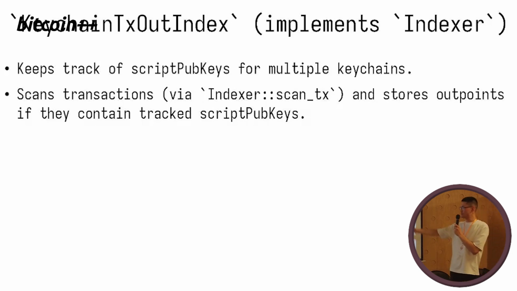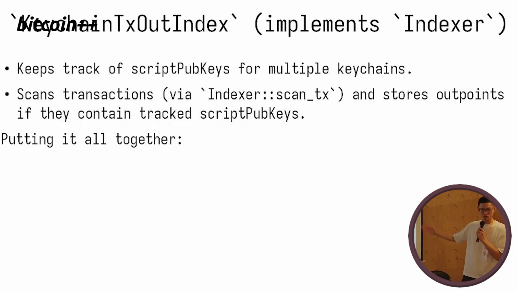And then it scans the transactions with the method of the train. And then it stores the outpoints that contain keychain script buckets. So to recap, keychain keeps chains of script buckets, it caches them, and it scans transactions and compares them against the script buckets. And then it indexes and stores the outpoints that are relevant.